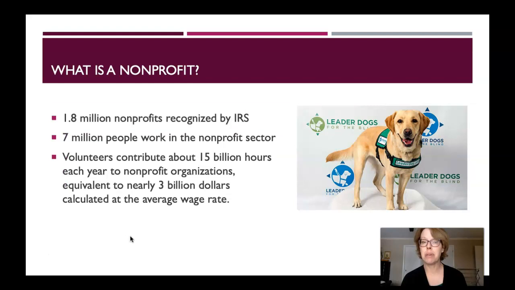There are 1.8 million nonprofits recognized by the IRS. It's huge, there are a lot of nonprofits, and a lot of PR people work for nonprofits. 7 million people work in the nonprofit sector. That's not just PR people, that's employees overall. And volunteers spend a lot of time working on behalf of nonprofits. Altogether, about 15 billion hours each year are donated to nonprofits, which would be about $3 billion at the average wage rate. This is a photo from Leader Dogs for the Blind, which is a nonprofit right here in Rochester that trains and gives dogs to the blind so they can have service animals.